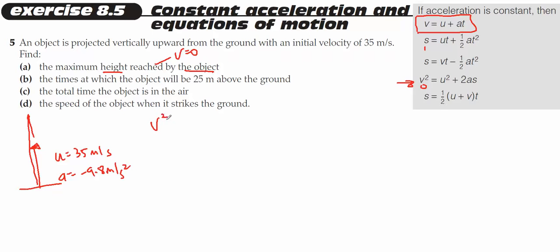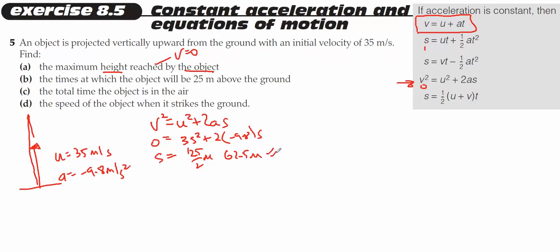So v squared equals u squared plus 2as, which means that 0 equals 35 squared plus 2 times minus 9.8 times s, and on the calculator s equals 125 on 2 meters, or 62.5 meters.